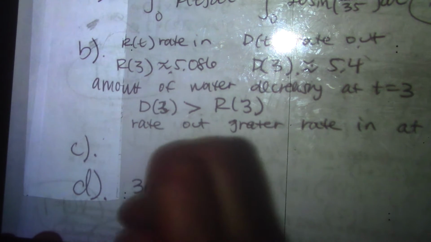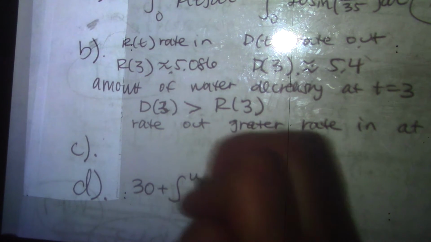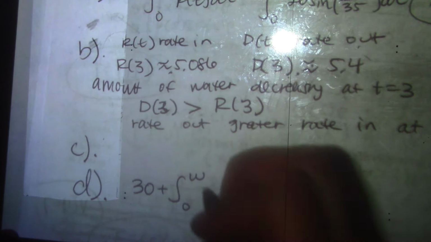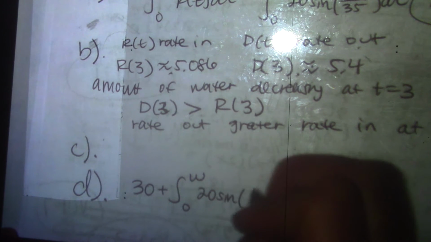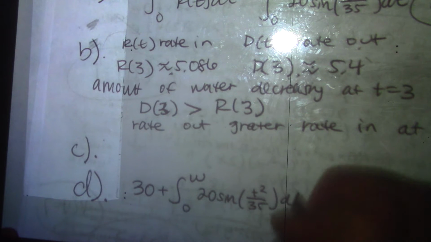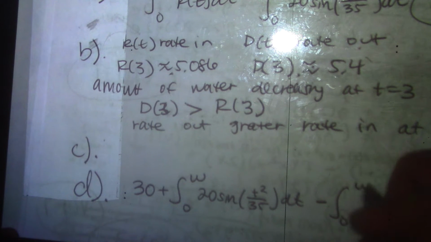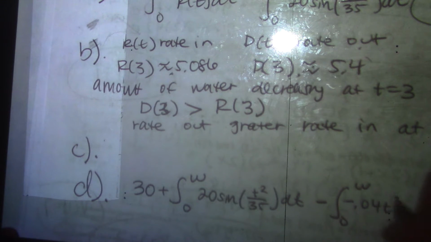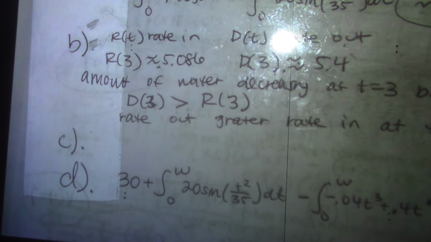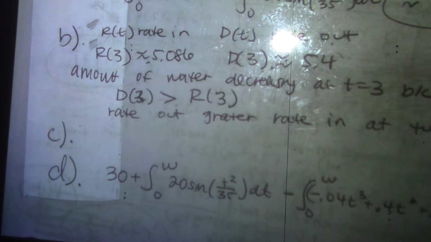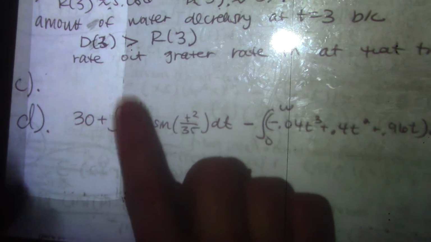So you can say 30 plus the integral from 0 to w. I'm pretty sure you can just leave it as r of t, but I'll go ahead and write it. Minus the rate out, which is d of t. I should have just called it that, but I've already started, it's okay. So this is going to tell me whatever the time, 0 to whatever time w, at that point, once it hits 50, then that's when it starts to overflow.